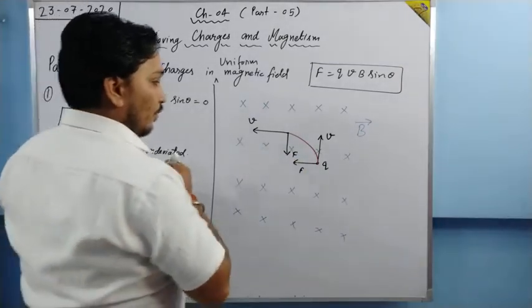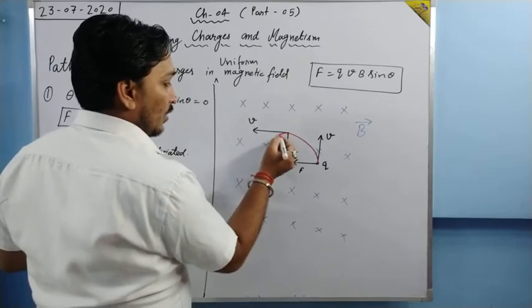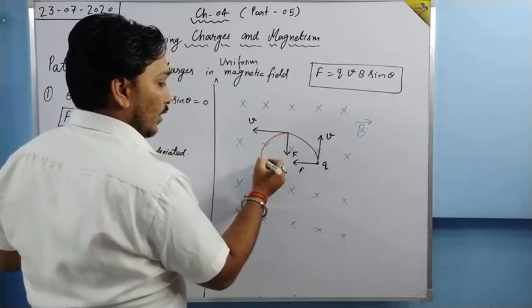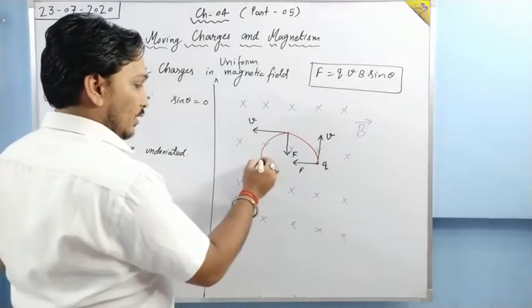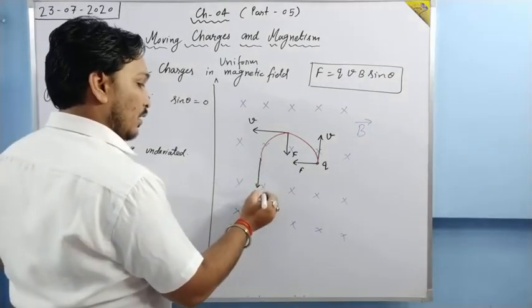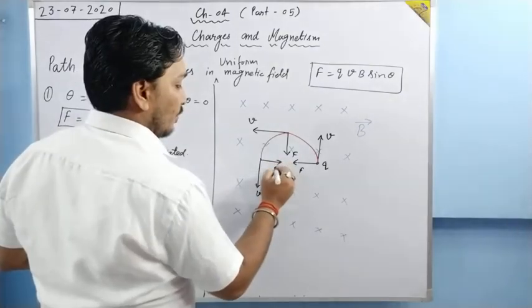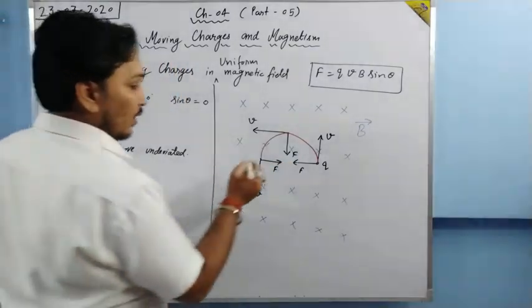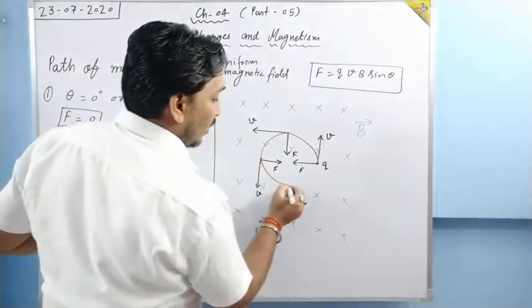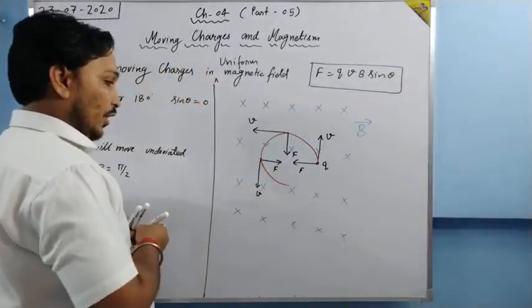From here, the charge will go like this. Here, the direction of velocity is downward. The force will be in this direction. Now what will happen? The charge will again bend. The charge will reach over here.